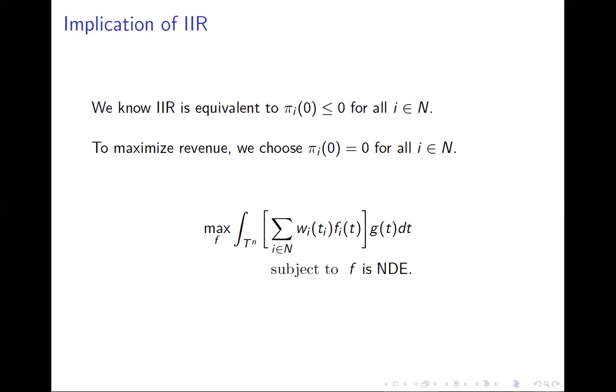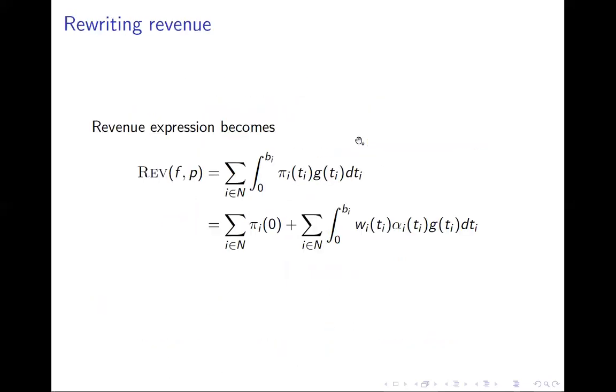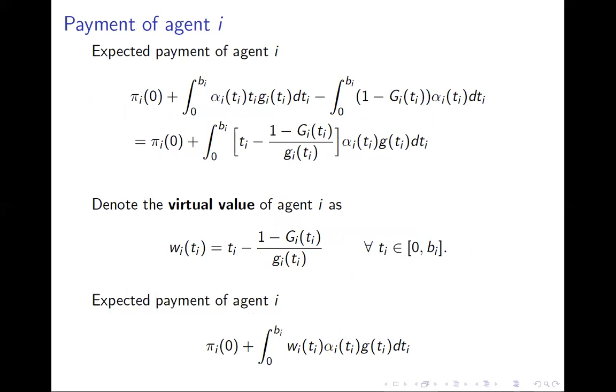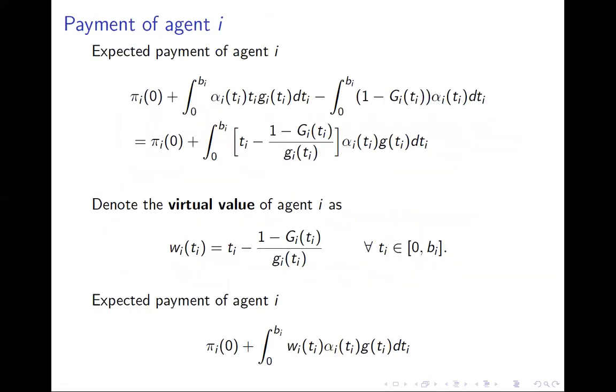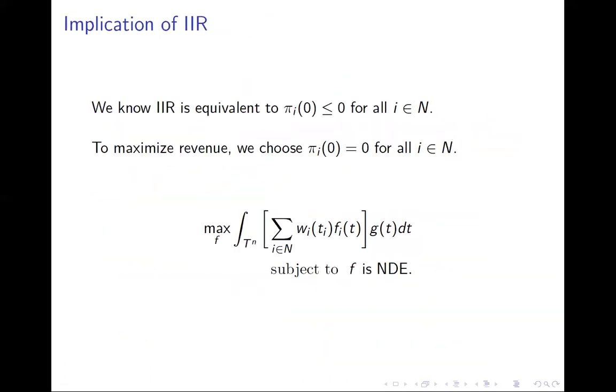Because now we just have to put constraints on F. We know how to compute the P's: they are such that π_i(0) is equal to 0, and once we fix F, the π_i's will have to satisfy this constraint. So we don't need to worry about P's anymore. All we need to ensure is that F is non-decreasing in expectation, and we maximize this revenue expression.